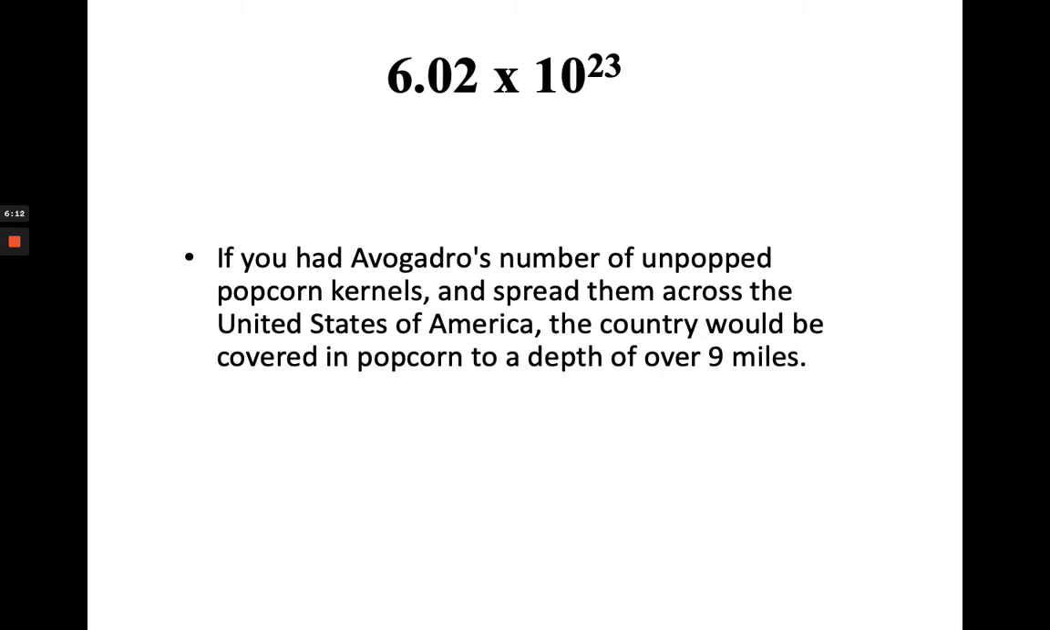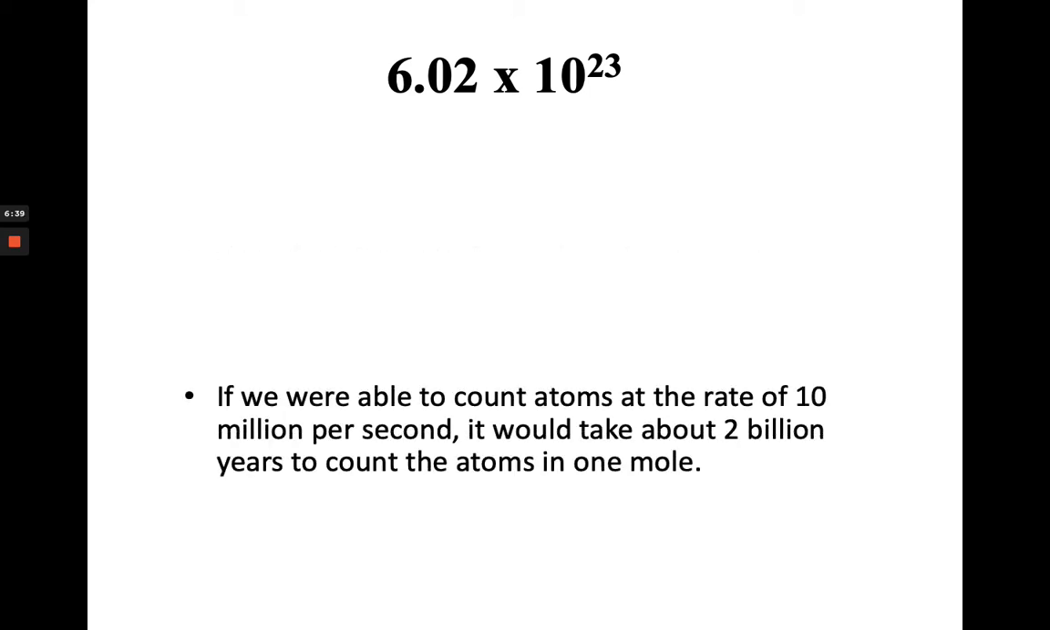If I were to say to you, student, I need you to count out for me a mole of carbon atoms. So start counting. So you start 1 carbon atom, 2 carbon atoms, 3 carbon atoms, and you're going to count all the way up to 6.02 times 10 to the 23rd. Think about that. That would be, after this decimal point, 23 more places, 23 more zeros. So how long would that take you? Well, if you were able to count atoms at a rate of 10 million per second, it would take about 2 billion years to count the atoms in 1 mole. So you're hoping I'm not going to give you that as an assignment.